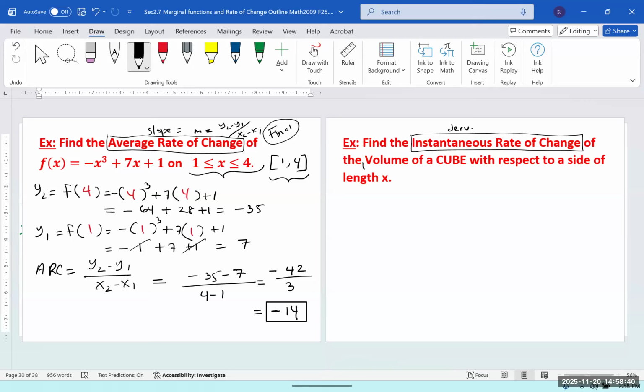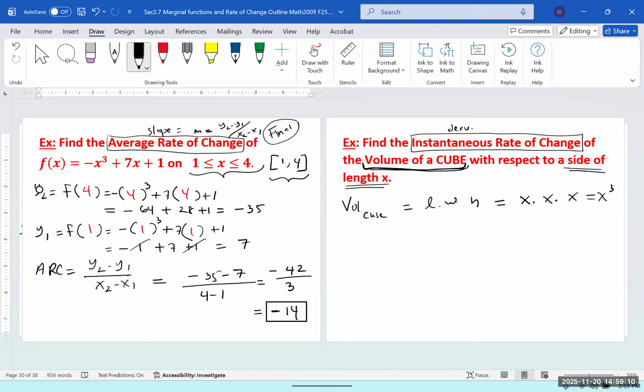Volume of a cube. They didn't give us any formula at all, but they told us volume of a cube. So what is the volume of a cube? Length times width times height, and a cube has all three sides the same, and they are saying our side is x. It's x times x times x, x cubed.